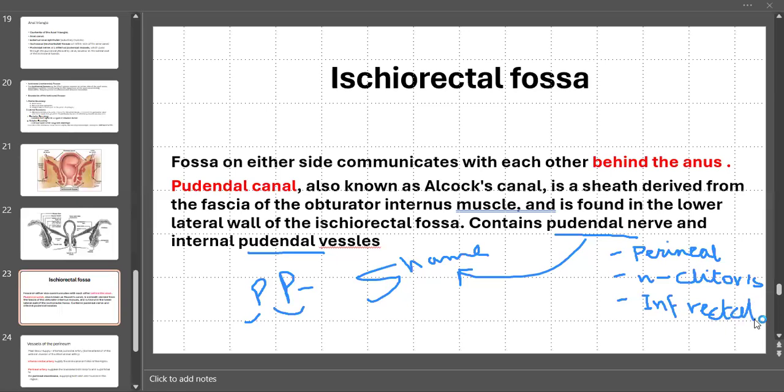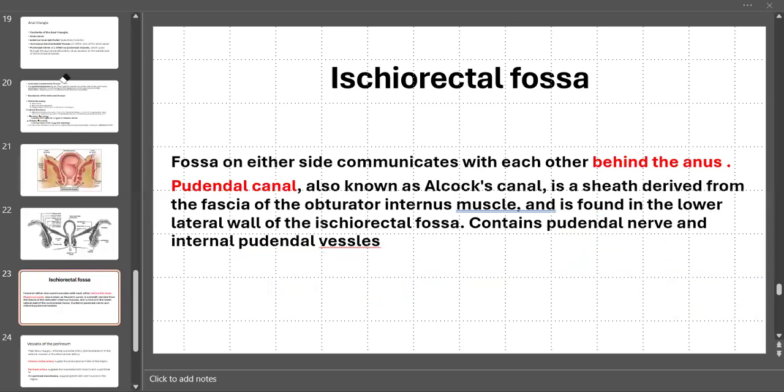Very good, Oksana. Very good, Sophia. Perineal. Then the nerve to the clitoris and the inferior rectal. These three are the main branches of the pudendal nerve. And for the vessels, we have these three same branches: perineal artery, artery to the clitoris, and then inferior rectal artery. So if you remember this, you can solve all the questions related to these vessels and the nerves. Is this clear?